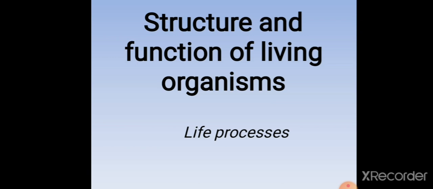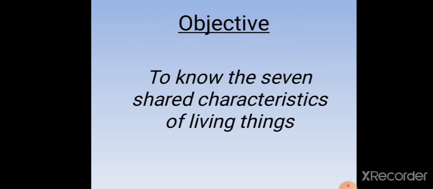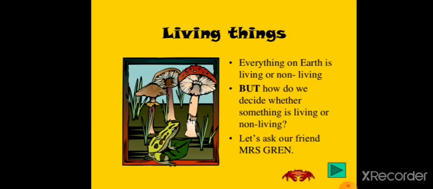Function of living organisms. In this unit, the first topic that we are going to cover is life processes. The objective of today's class is to know the 7 characteristics of living things. There are so many things around us, but how do we decide whether it is living or non-living?